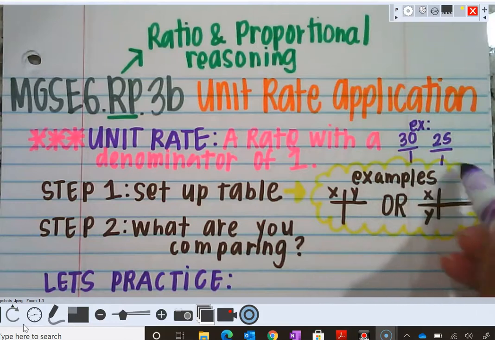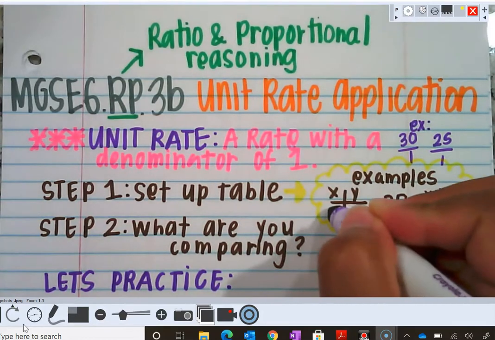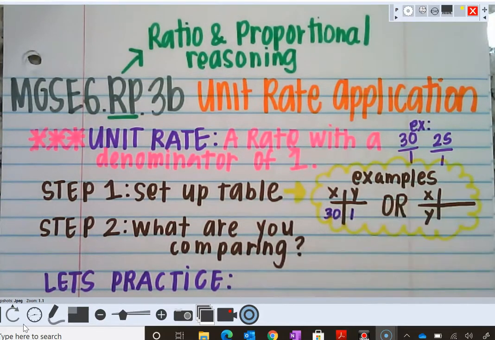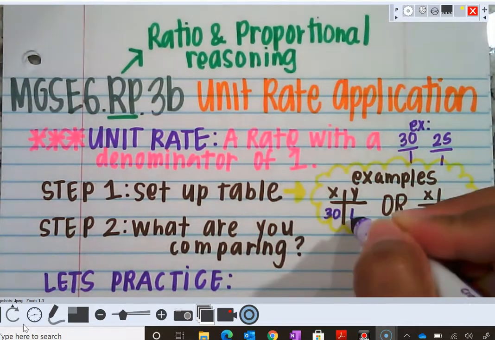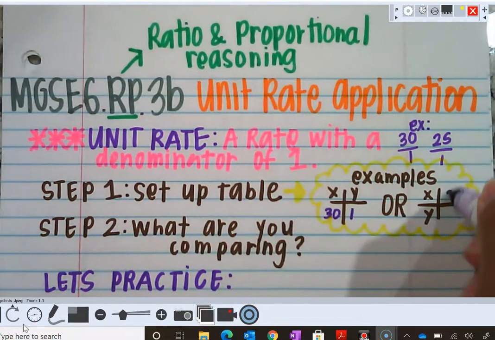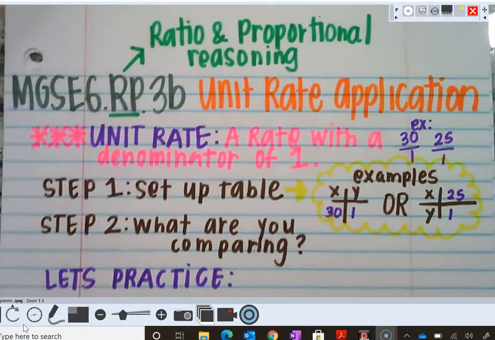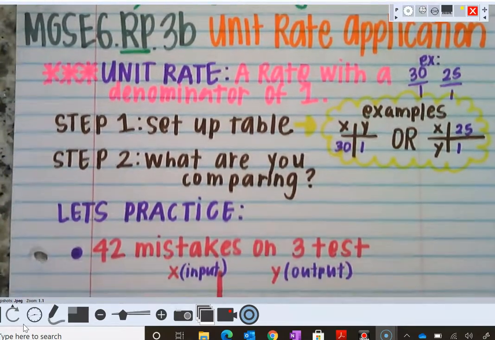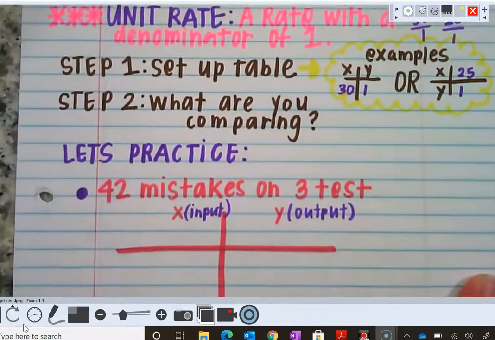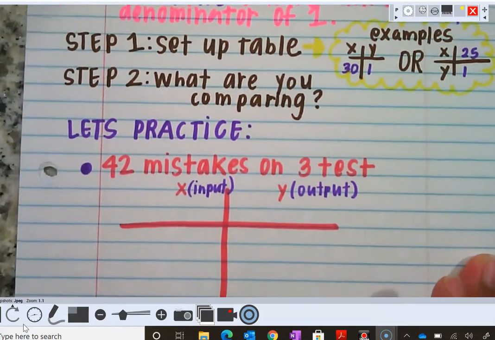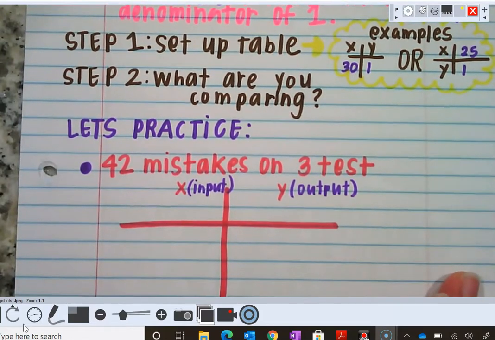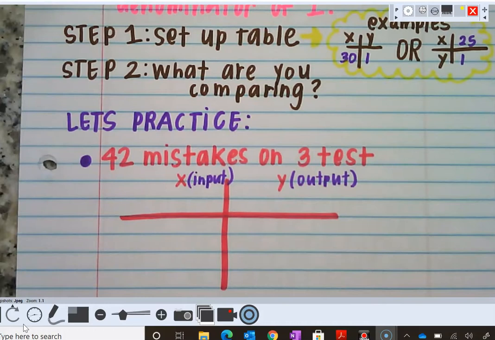So if I wrote these two rates in a table, we could have 30 per 1, so our input output, or we could have 25 per one. So we're going to be talking about how we can put these in equivalency tables like we were talking about before, and going ahead and trying some practice problems. So the way we want to do these problems is set up a table and then ask yourself, what are we comparing? What are we comparing here?